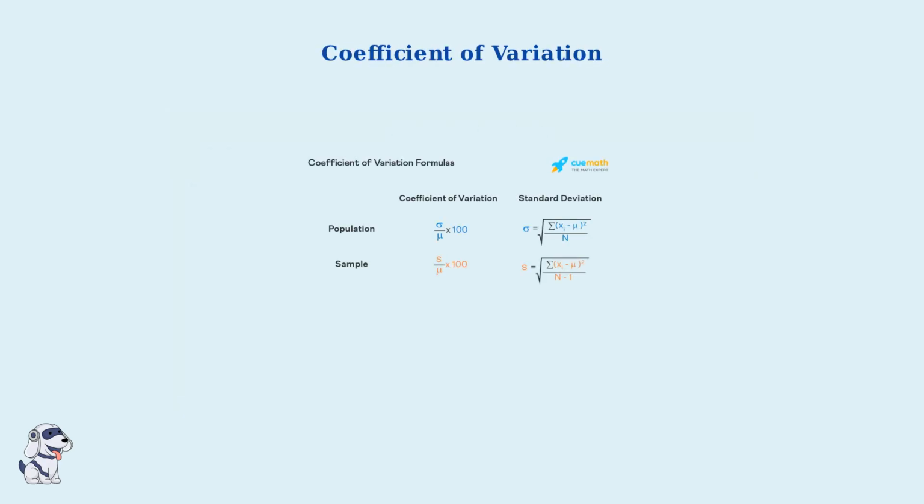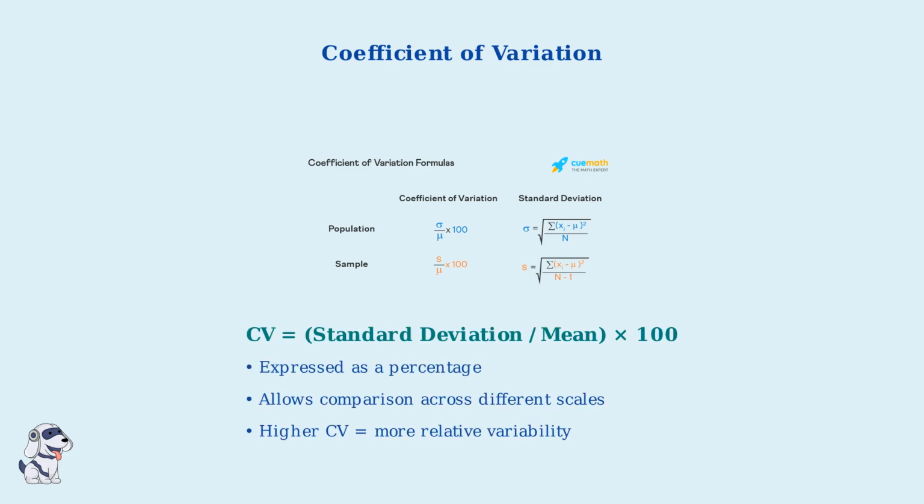Now, let's explore the coefficient of variation, a powerful tool that allows us to compare variability between different data sets, even when they have different means or units of measurement. The coefficient of variation is calculated as the standard deviation divided by the mean, multiplied by 100 to express it as a percentage. This standardized measure allows meaningful comparisons across different scales.